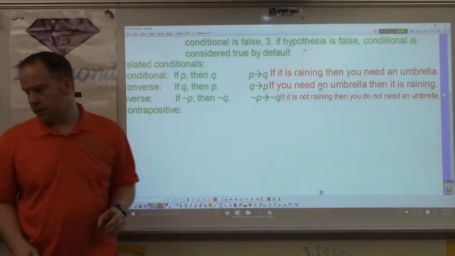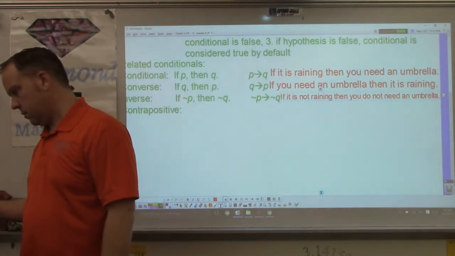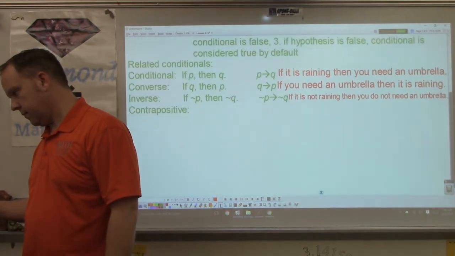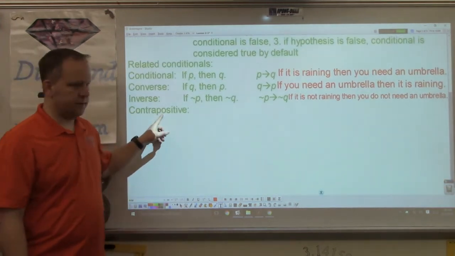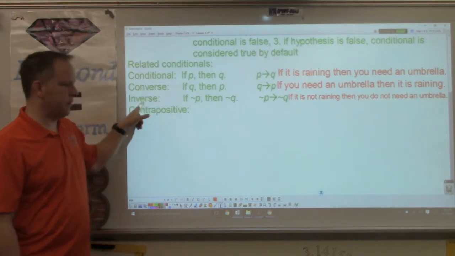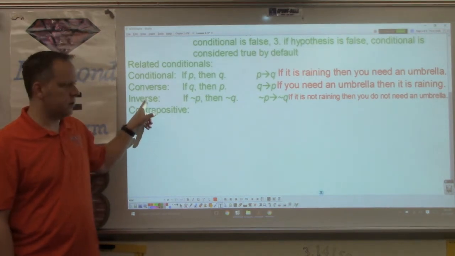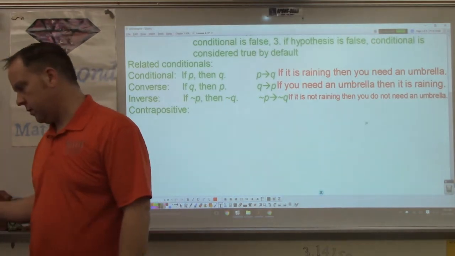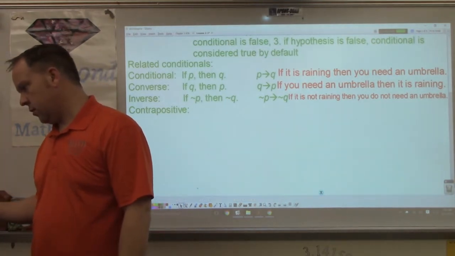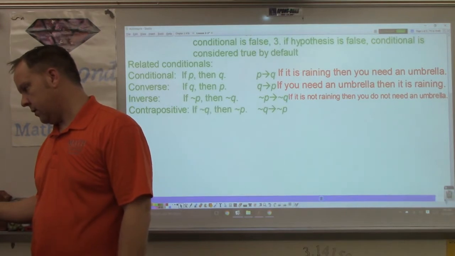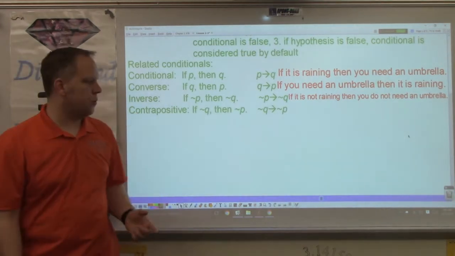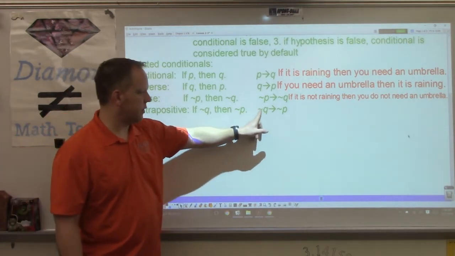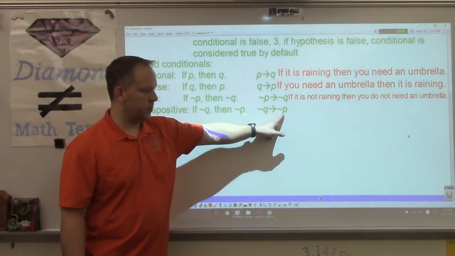The contrapositive, as I would tell some of my students, is the converse of the inverse. You're going to take your inverse, and now you're going to switch your not P and not Q. So the converse is going to look like this. If not Q, then not P. And again, here's my other notation. If not Q, then not P.